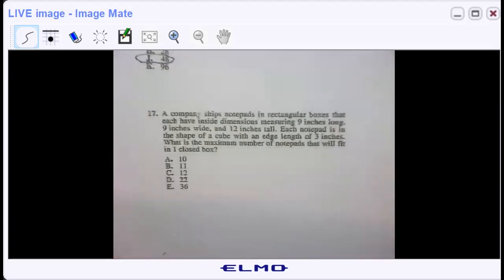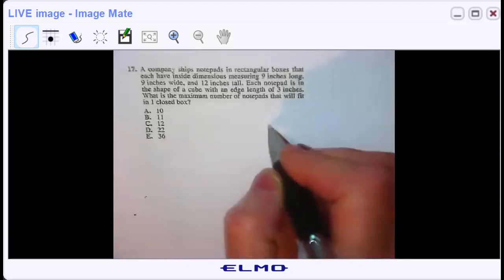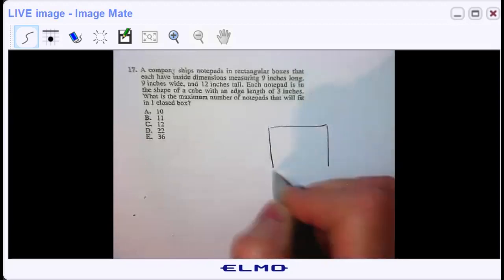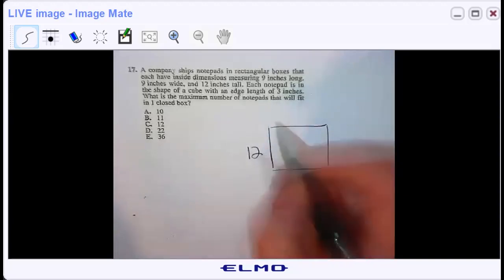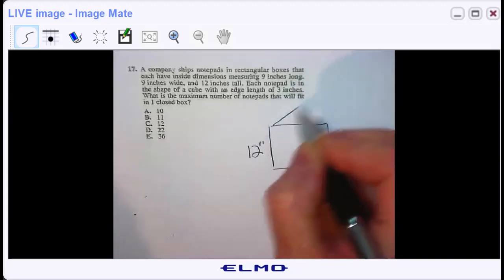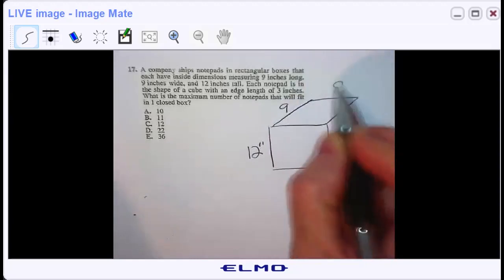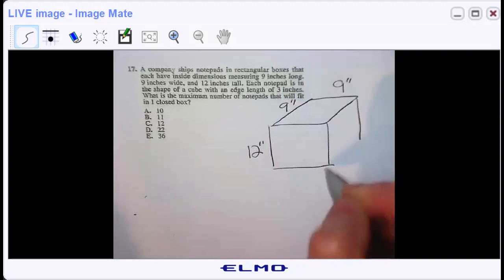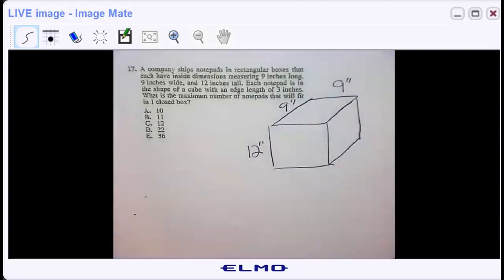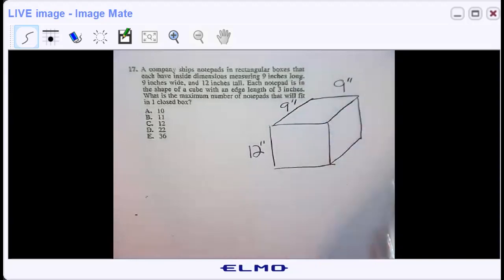Okay, so I'm going to go ahead and zoom out so I can fit a picture on here of what's going on. So we've got some bigger box that they told us the dimensions were 12 inches tall, 9 inches, and 9 inches. And then they're trying to pack these sticky notes inside of this box, and they want to know how many you could put in there.